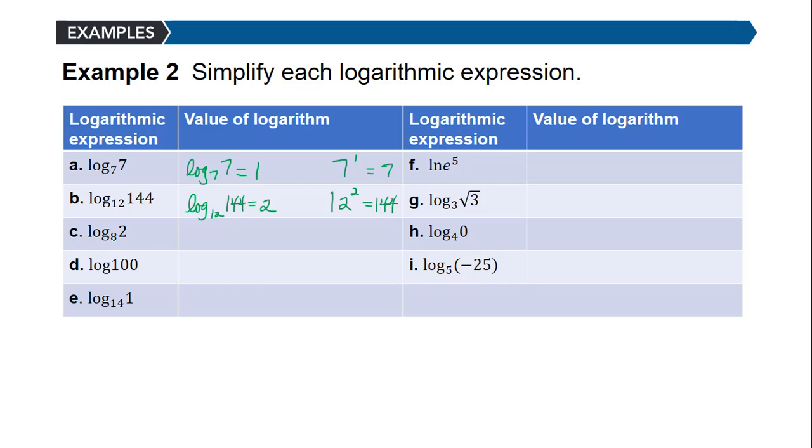Log to the base 8 of 2 means 8 to what exponent is going to give me a 2? Well, to go from 8 to 2, remember I have to take the cube root of 8 and I get 2. The cube root, written as an exponent, is 8 to the 1/3. So therefore, log to the base 8 of 2 is 1/3.